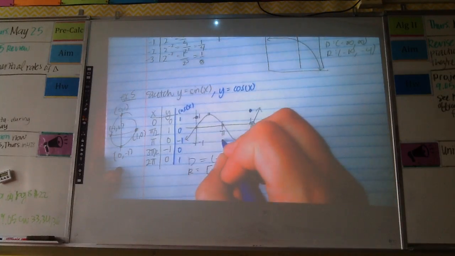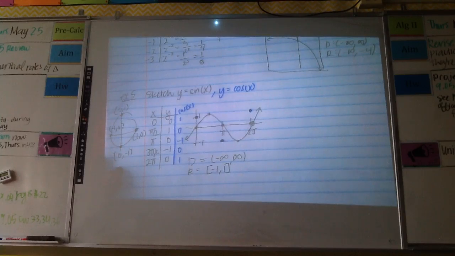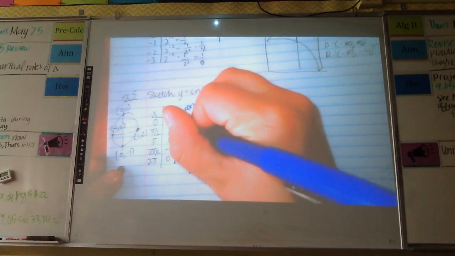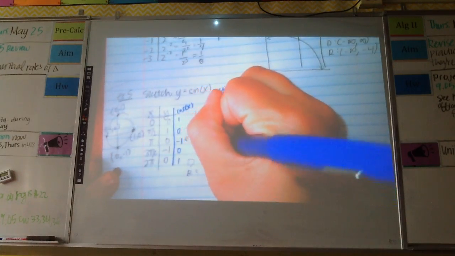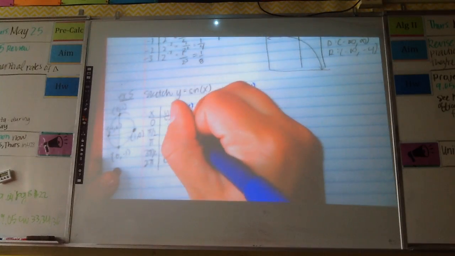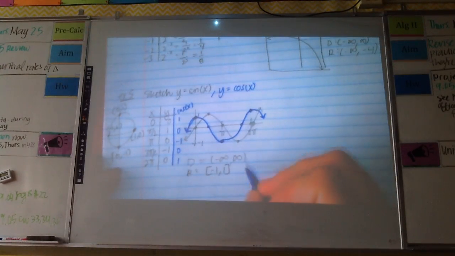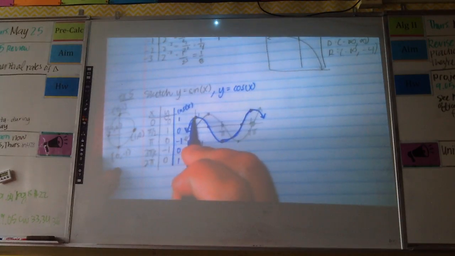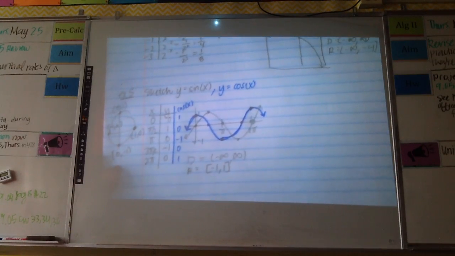Between the maxes, I'm landing at a min, and then I'm going to cut through the x-axis halfway between there. So don't draw a straight line between, draw this nice curve. You're just unwinding the circle. It's got this same curvy shape, in fact, the same domain and range. It's just starting at a maximum instead of starting at the midline.